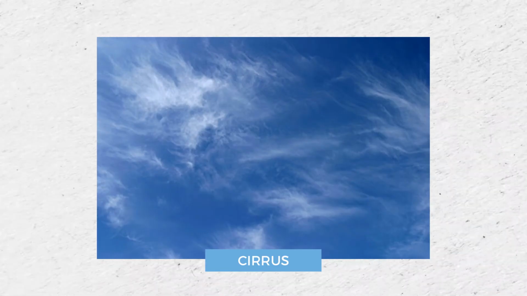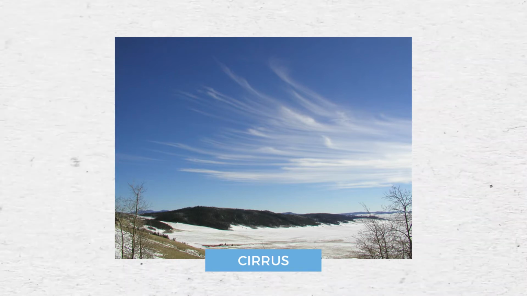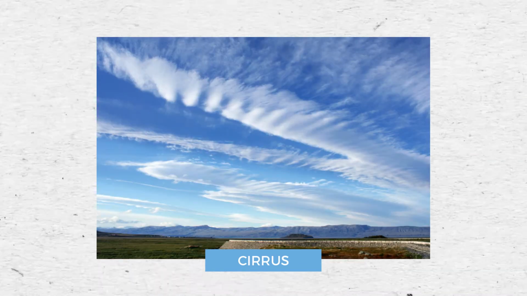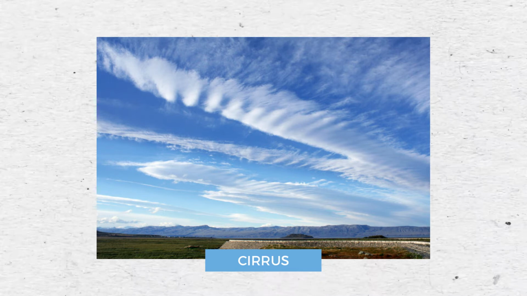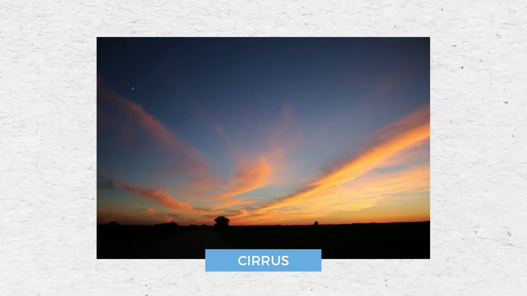Cirrus clouds is one of the most common type of clouds. They can be seen at any time of the year. They are thin and wispy. Cirrus clouds stand out among other type of clouds because they are often colored in bright yellow or red before sunrise and after sunset.